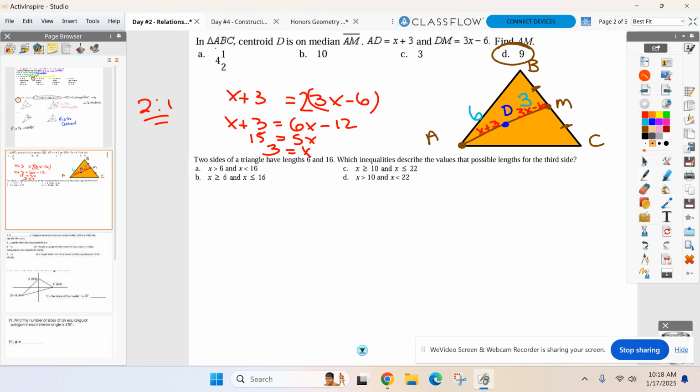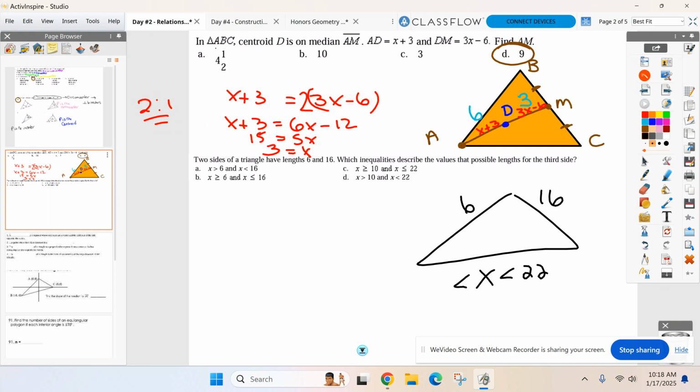All right, next up, a little triangle inequality fact. I know 2 side lengths are 6 and 16. How can I figure out what the third side could be? The sum of 2 sides needs to be greater, not or equal to, greater than the third side. And what is the technique to find the possible lengths of the third side without listing them all out? Add and subtract. Add them, I get 22. Subtract them, I get 10. So my third side has to be somewhere between 10 and 22, not including them.